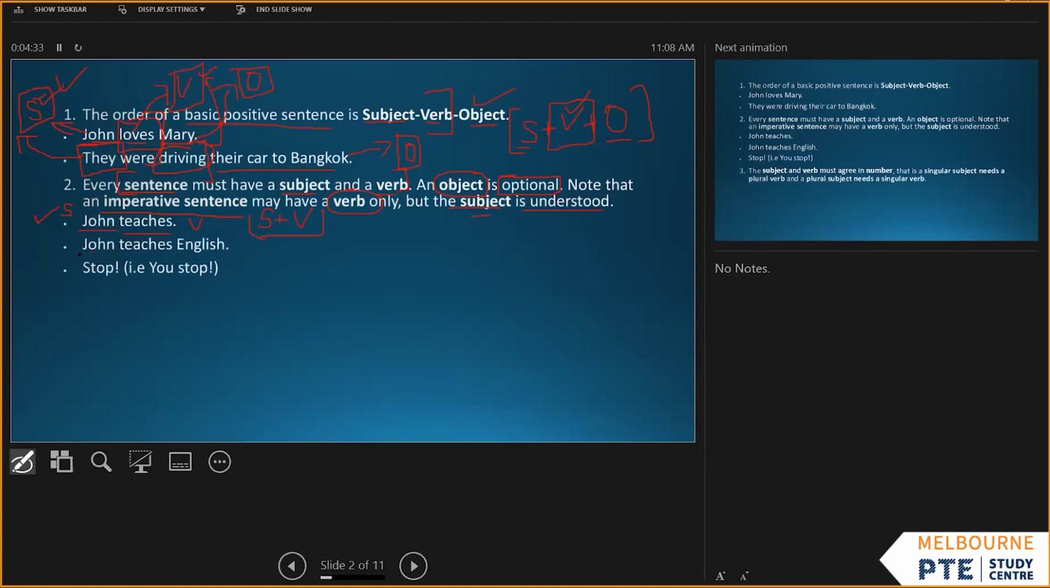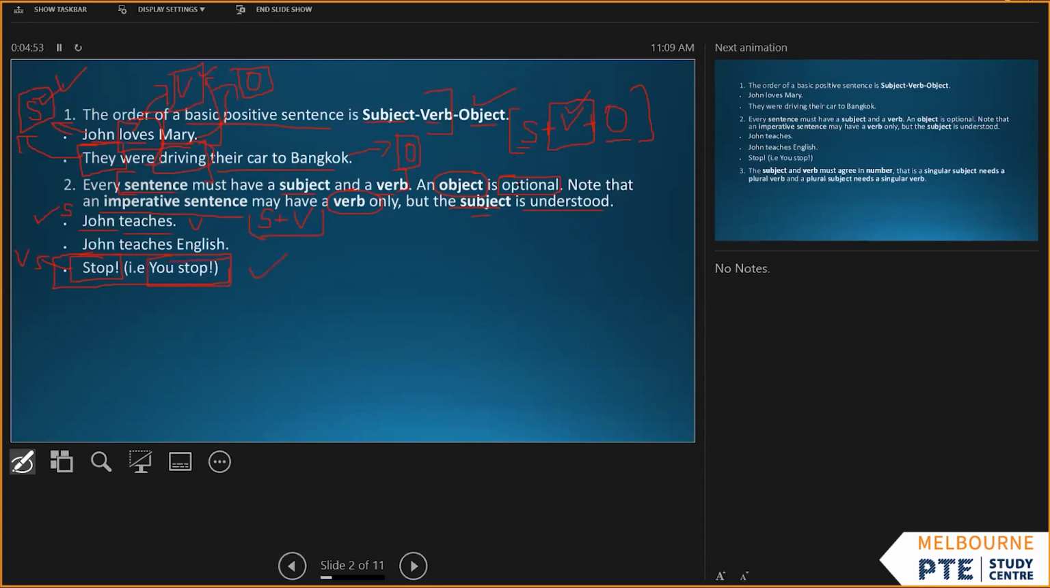And imperative sentences, not necessarily important in the context of reading FIB, but imperative sentences are when you are asking or ordering someone to do something, okay? And at times it can be just one word, stop, which is a verb, but in this case, the subject is understood, as in, I'm asking you to stop basically.